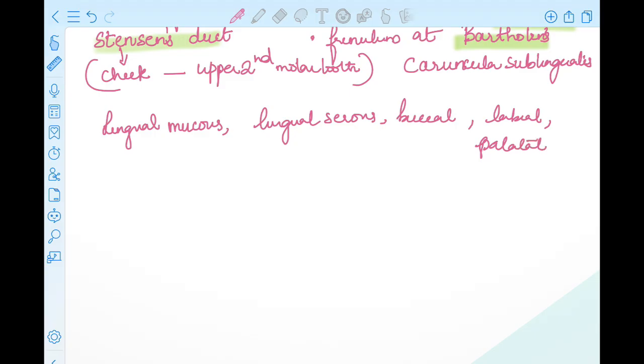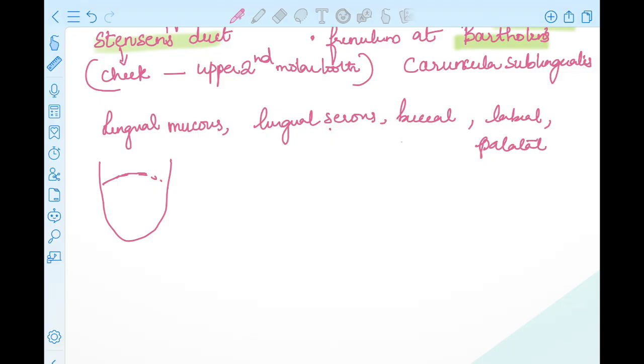So the lingual mucus gland is present at the posterior 1/3 of the tongue, which is behind the circumvallate papilla. So on the tongue, we have got the circumvallate papilla at the posterior 1/3. So these lingual mucus glands are present behind the circumvallate papilla and at the tip or margins. And the lingual serous glands are near the circumvallate and the filiform papillae.